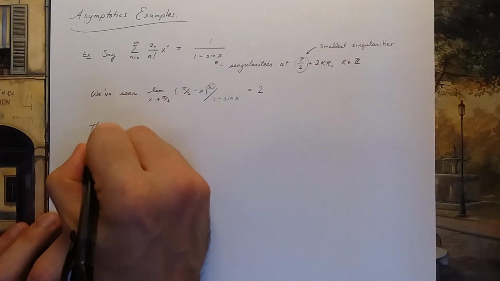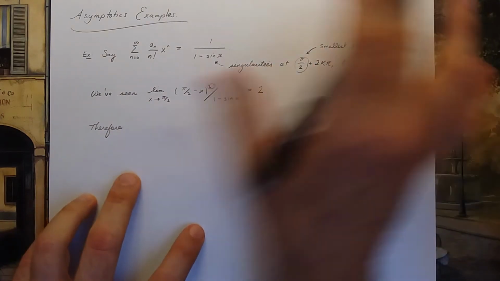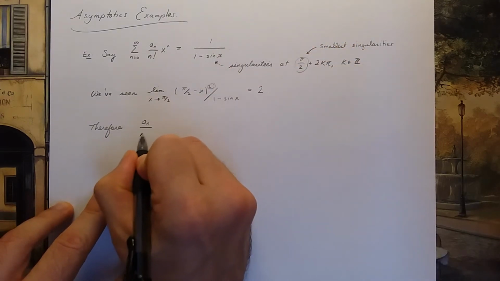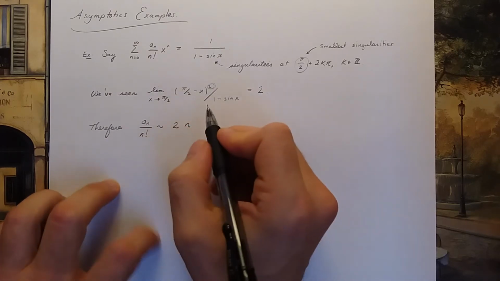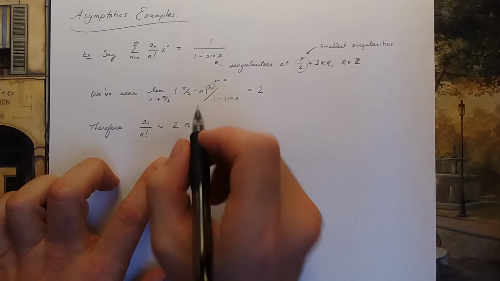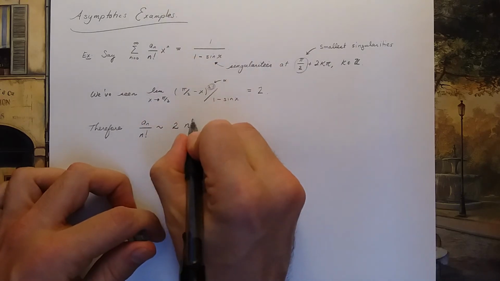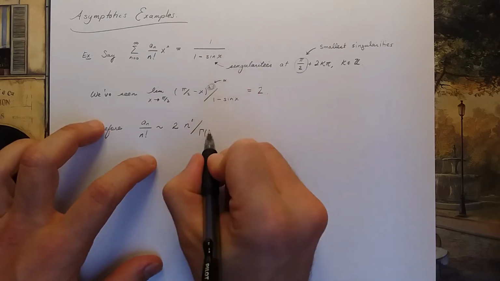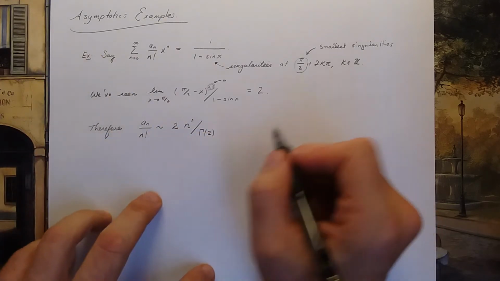So therefore, remembering the main theorem, which I didn't copy down on this page again, but go back to the previous video if you'd like a refresher, the coefficient a_n divided by n factorial is asymptotic to this constant, 2, times n to the alpha minus 1 power. In this case, the alpha that I used in the theorem is 2. So it would be n to the 2 minus 1 power, divided by gamma of alpha, so gamma of 2. Gamma of 2 is 1 factorial, so that's just 1.